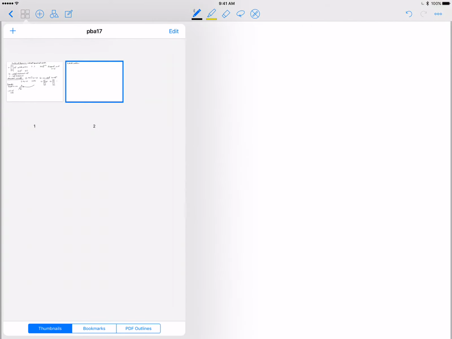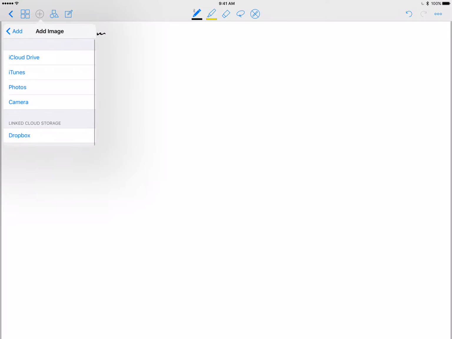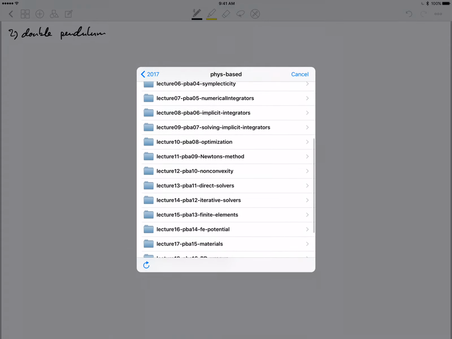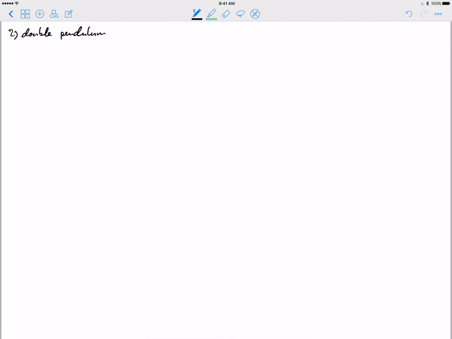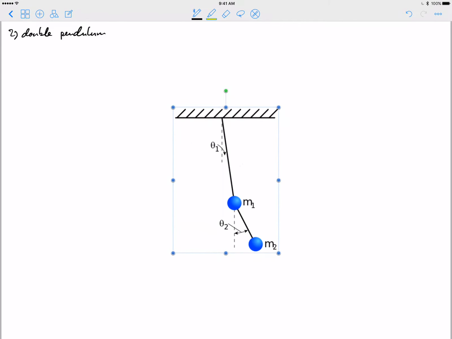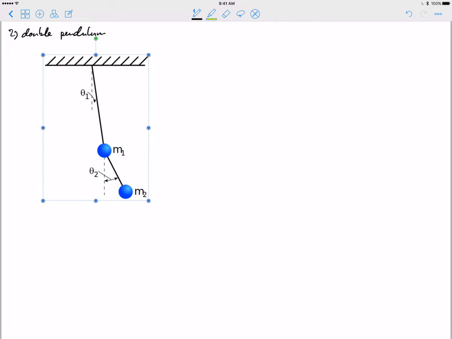I think I prepared an image for this. So let me grab that. Here is a figure of how the double pendulum setup looks. So what we have here, we have 2 point masses. Here is 1, and here is another one. Okay, here they say that they have masses m1 and m2, so that's fine. That would be in our case in the mass matrix.